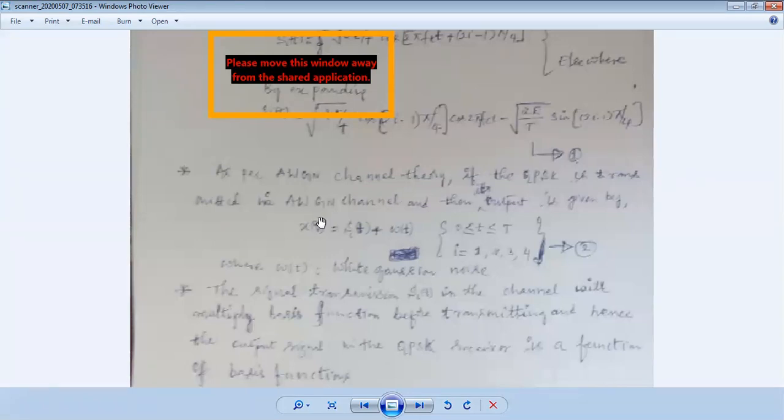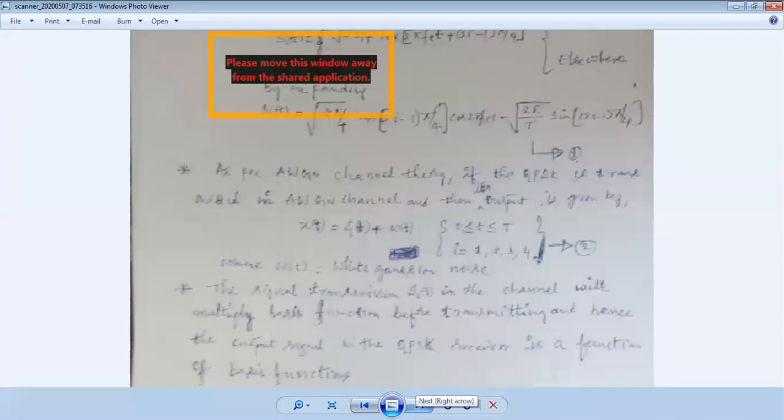The output is equal to the input, and the noise will be added to the input, and the output will get back. That is x of t is equal to s_i of t plus omega of t, as we mentioned. So look back here, very important. The signal transmitted, s_i of t, in the channel will be multiplied by the basis function before transmitting, and hence the output signal of the QPSK is also a function. That is why in the QPSK we have mentioned it.